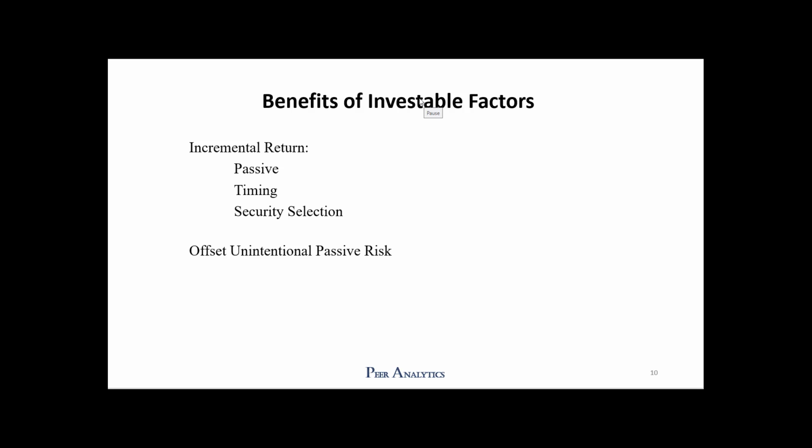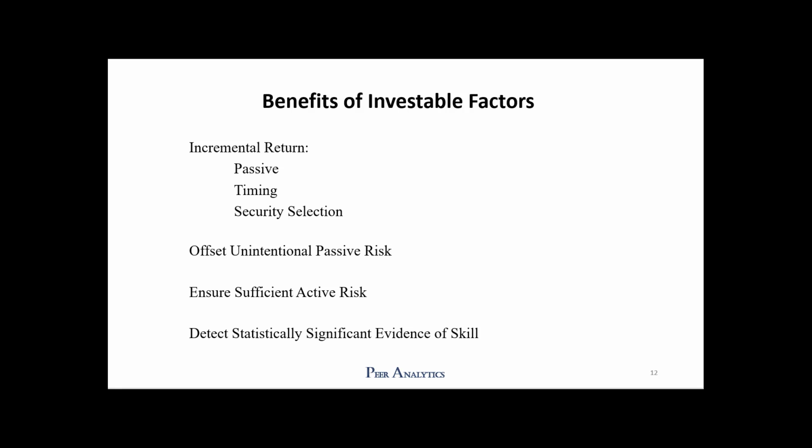We can offset unintentional passive exposures and reduce tracking error while retaining the security selection risk worth active fees. We can confirm that managers take sufficient security selection risk to compensate for fees. This is important because over a third of active mutual funds take too little active risk to ever overcome fees, even with skill. Active share will miss 80 to 85% of these.